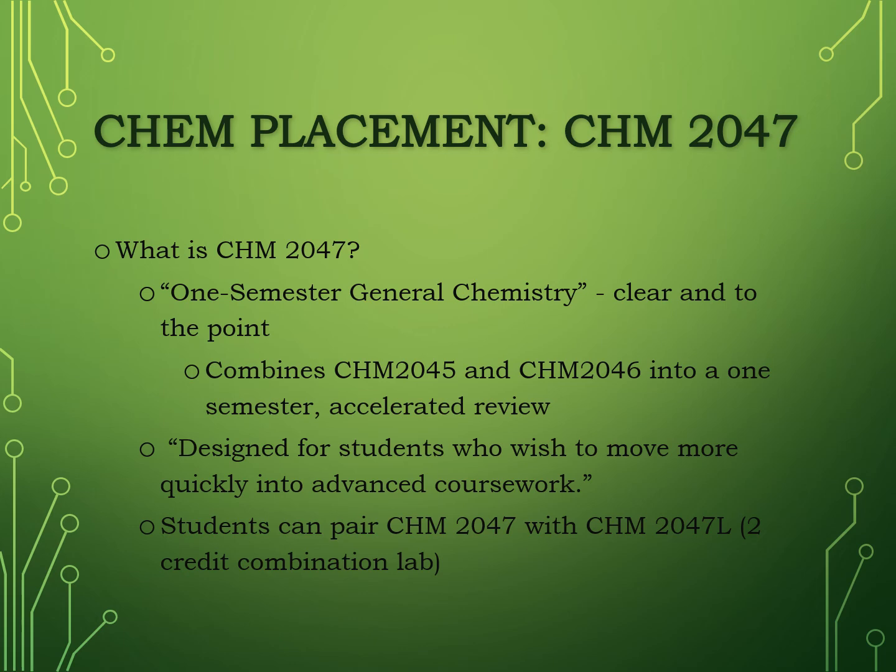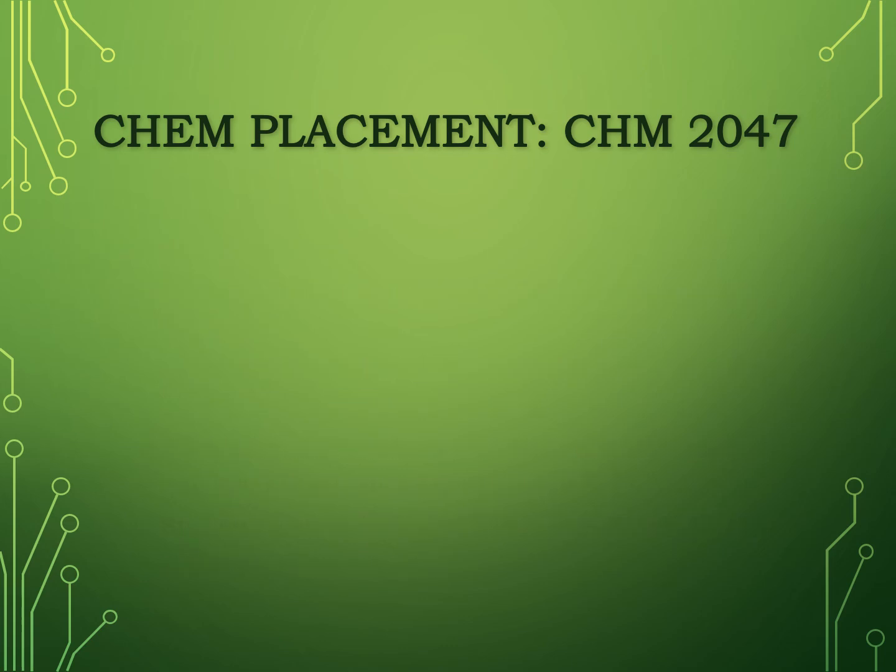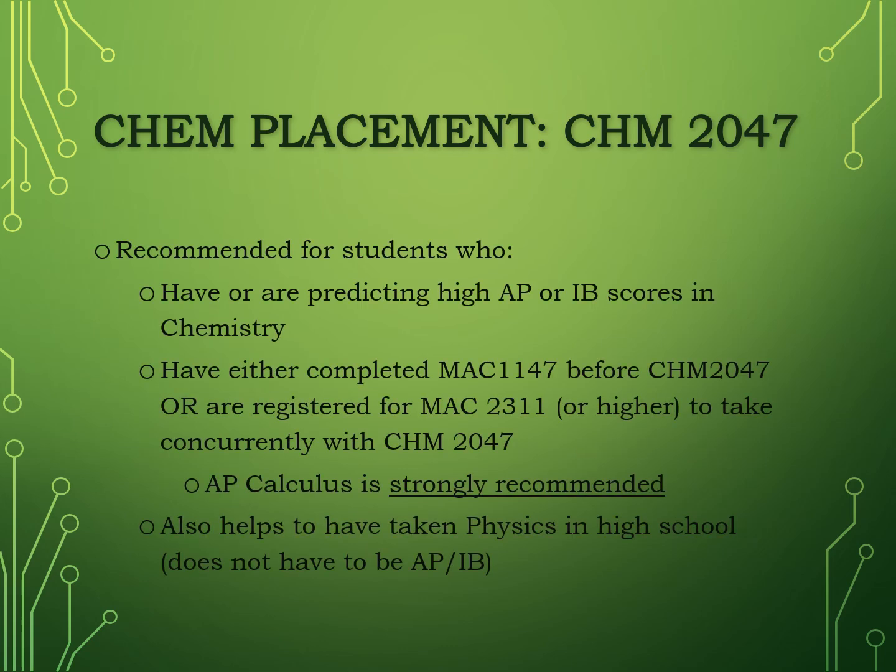So if a student wants to do Chem 2047, there are some different prerequisites that we look for to make sure the student is eligible to take it. And by prerequisites, I mean more recommended. So it's recommended that students are predicting a high AP or IB score in chemistry and have either completed MAC 1147 before Chem 2047 or registered for Calc 1 or higher to take concurrently with Chem 2047. So there are going to be some parameters the student has to fall within to be able to do this.